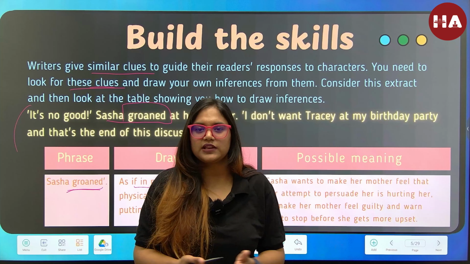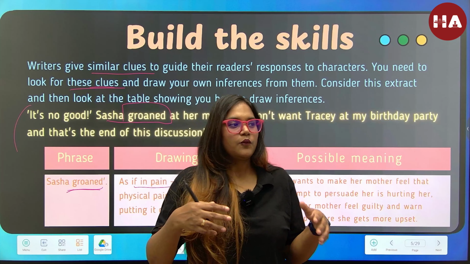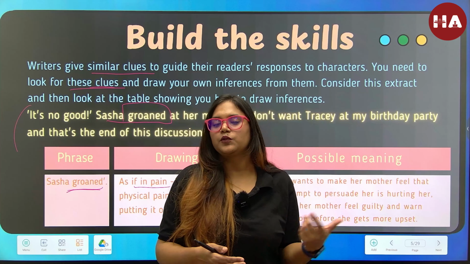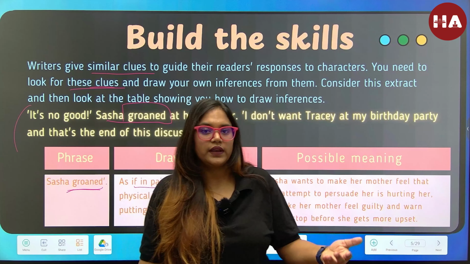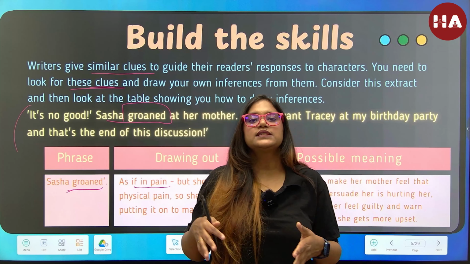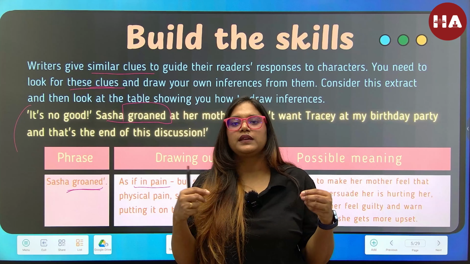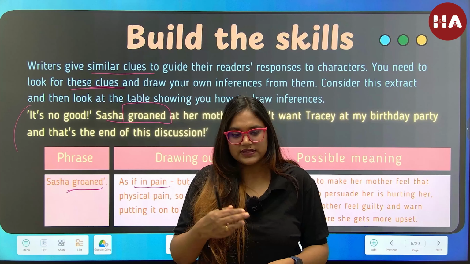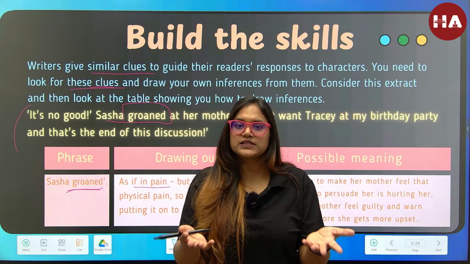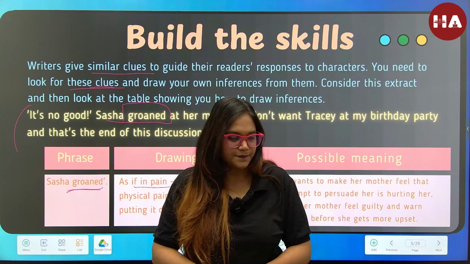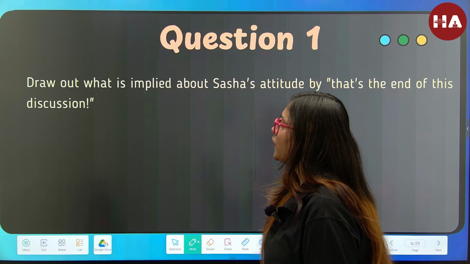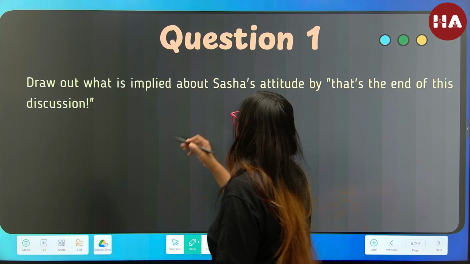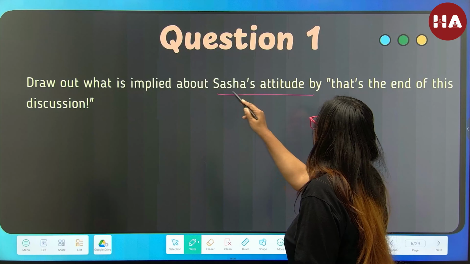That is your implication. Whatever you want to imply, whatever you have interpreted, you can write that. And then the possible meaning also can vary from one person to another, although somewhere it would be around the same only. All the meanings would remain on the same levels only, but the way of expressing it might differ. Let's see now the next question to us. Draw out what is implied about Sasha's attitude by.